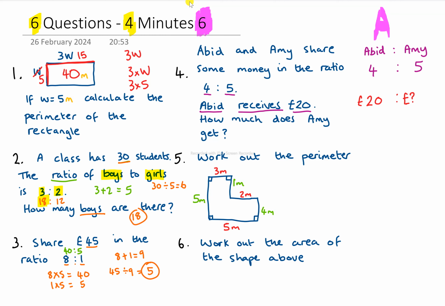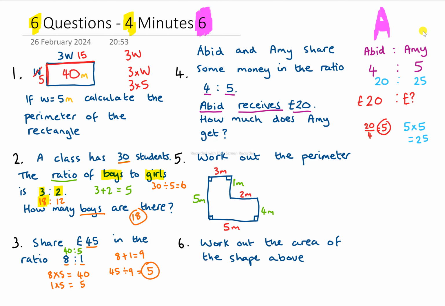So we know this £20 is equal to 4 parts. So what we do is we do 20 divided by 4, which is 5. So we know each part is worth £5. How many parts does Amy have? She has 5 parts. So there's 5 parts times £5. The answer is 25. So Amy gets £25. Abid received 20.